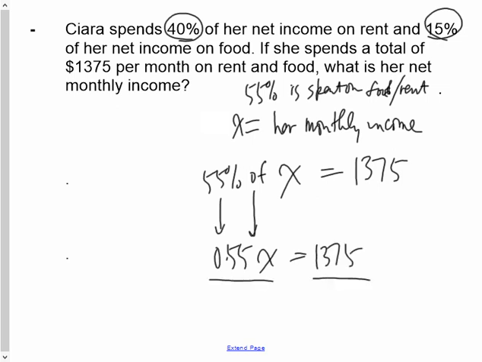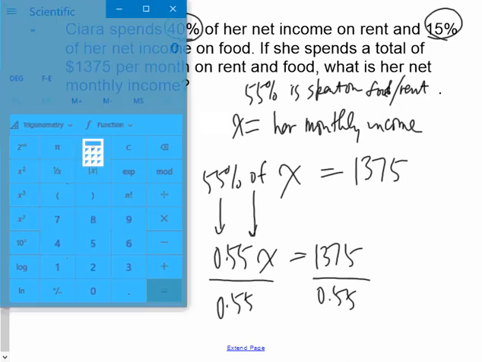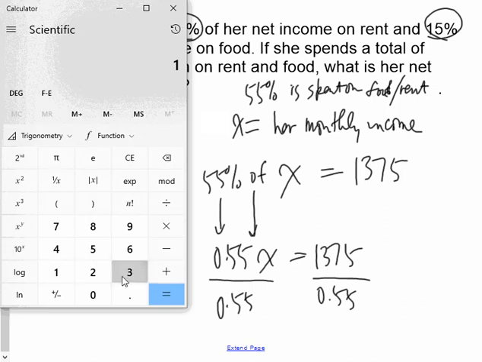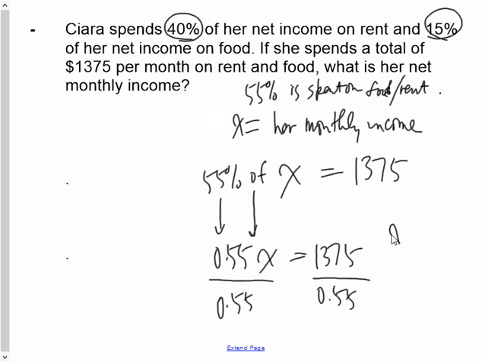Divide both sides by 0.55. And if I use a calculator, let's say what is 1375 divided by 0.55, we learned that Sierra makes $2,500 a month.